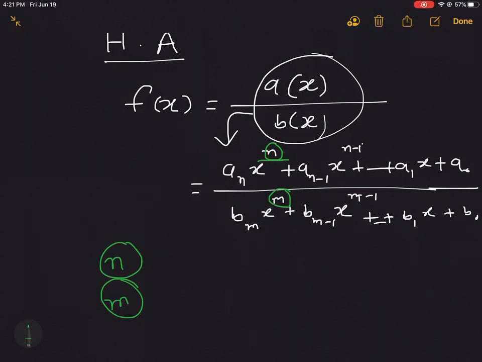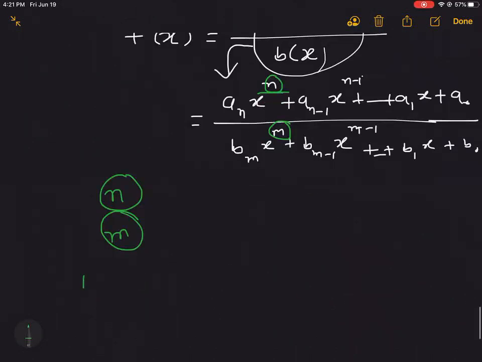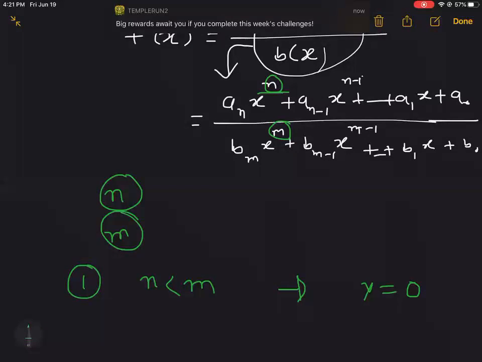So the idea is, if your degree of the numerator is less, that's case 1, is less than the degree of your denominator, then straight away, without any calculation, you can say that, hey, y equals 0 is your horizontal asymptote. Straight away.